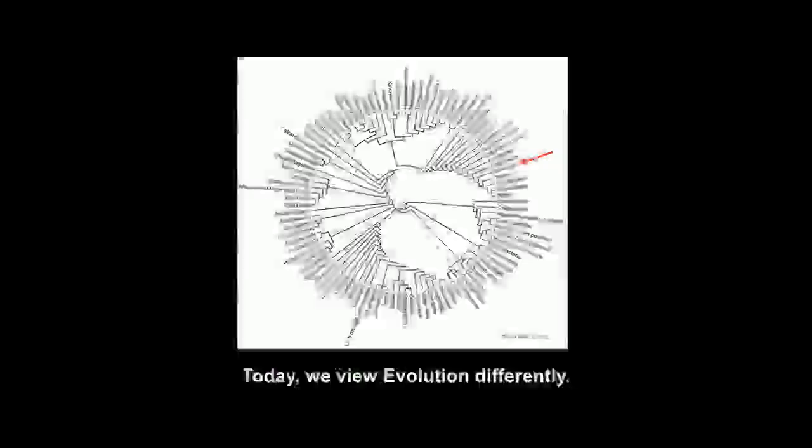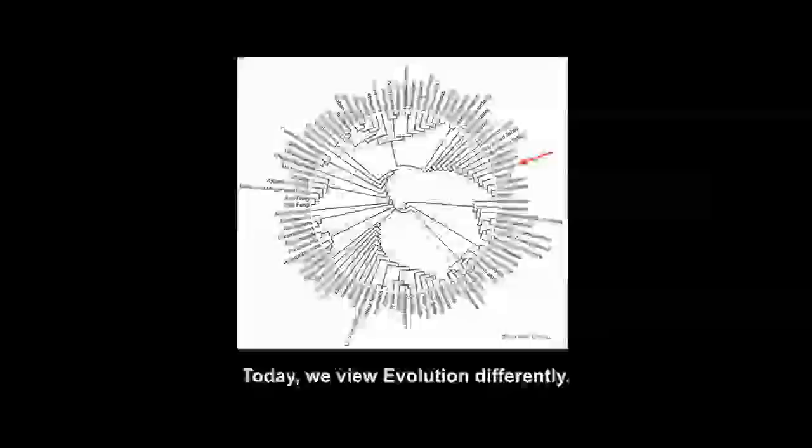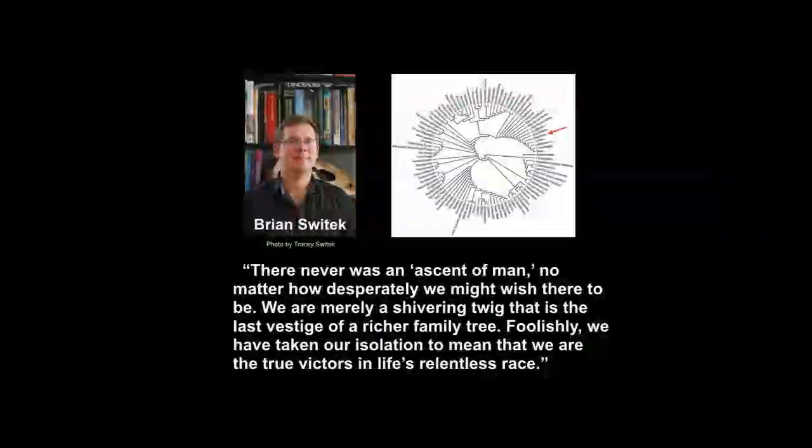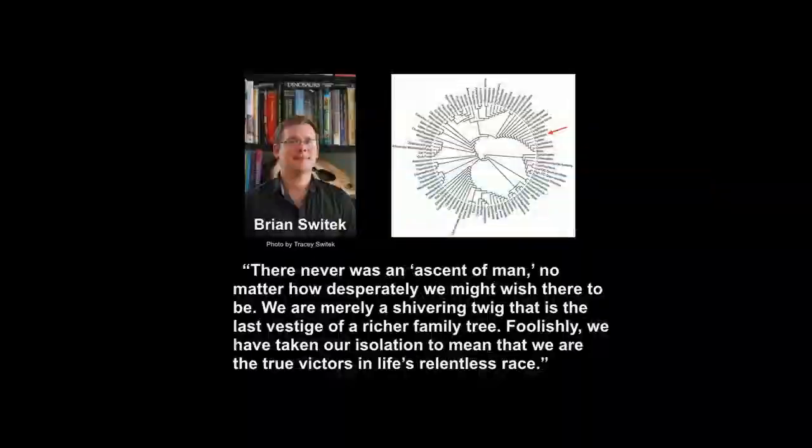We look at it as more of an exploding web. We mammals are just one tiny corner of that, and we humans are one tiny corner of the mammalian line. And science writer Brian Switek put it this way: there never was an ascent of man, no matter how desperately we wish there to be. We are just a shivering twig that is the last vestige of a richer family tree.